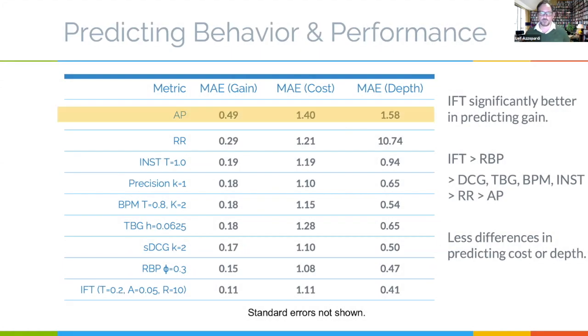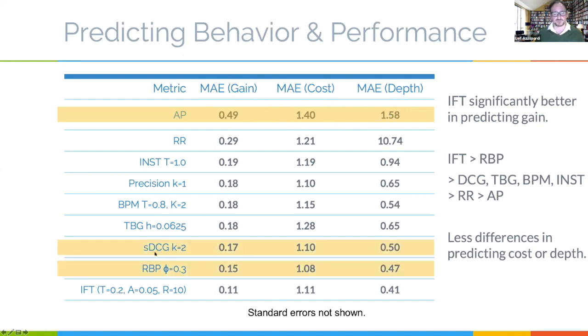And what's interesting is that when we use these older metrics, they are not as accurate in predicting how much gain people get. So this is the mean average error of the gain, the mean average error of the cost, and the depth, like how far people go. Whereas the current metrics that they use are fairly decent, but the information foraging metrics with some simple parameterizations are more effective at predicting how much gain people get, the cost, and the depth. So it's a lot more accurate. So that's the upshot.